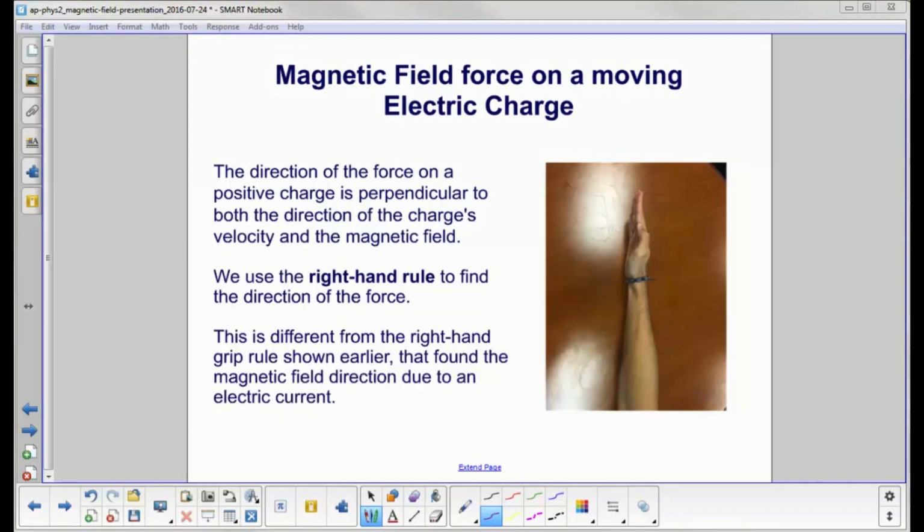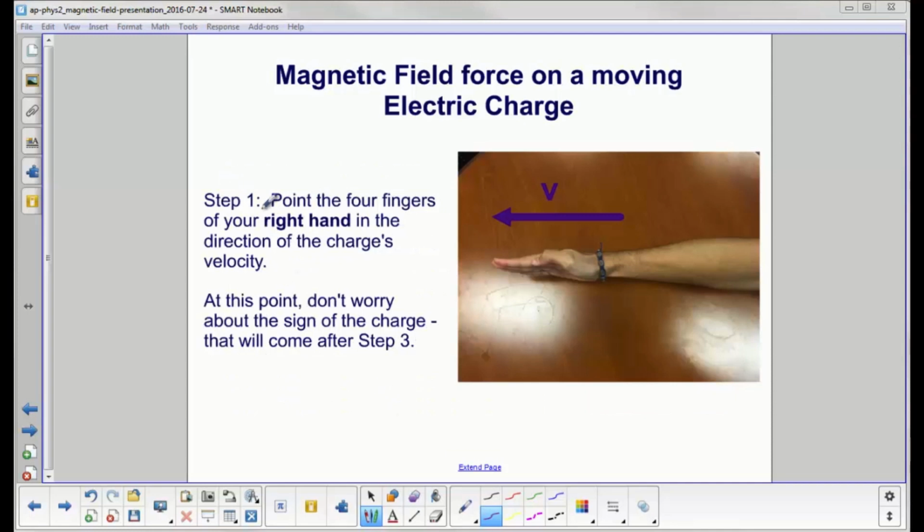The previous slide gave you the magnitude of the force. Now we want to find the direction of the force. Basically, it's perpendicular to both the direction of the charge's velocity and the magnetic field. In vector analysis, this is called the cross product, or the curl. We're going to use the right-hand rule to find the direction of the force. Now, this is different from the right-hand grip rule that we showed earlier. That found the magnetic field direction due to an electric current. This is a little bit different.